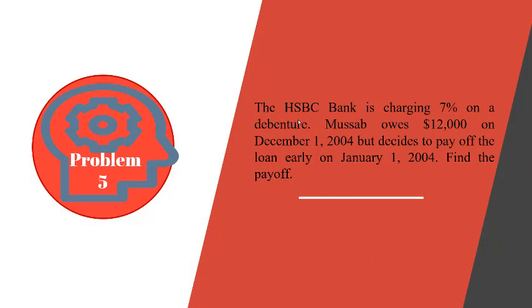Problem number 5. The HSBC bank is charging 7% on a debenture. Musab owes $12,000 on December 1, 2004, but decides to pay off the loan early on January 1, 2004. Find the payoff.